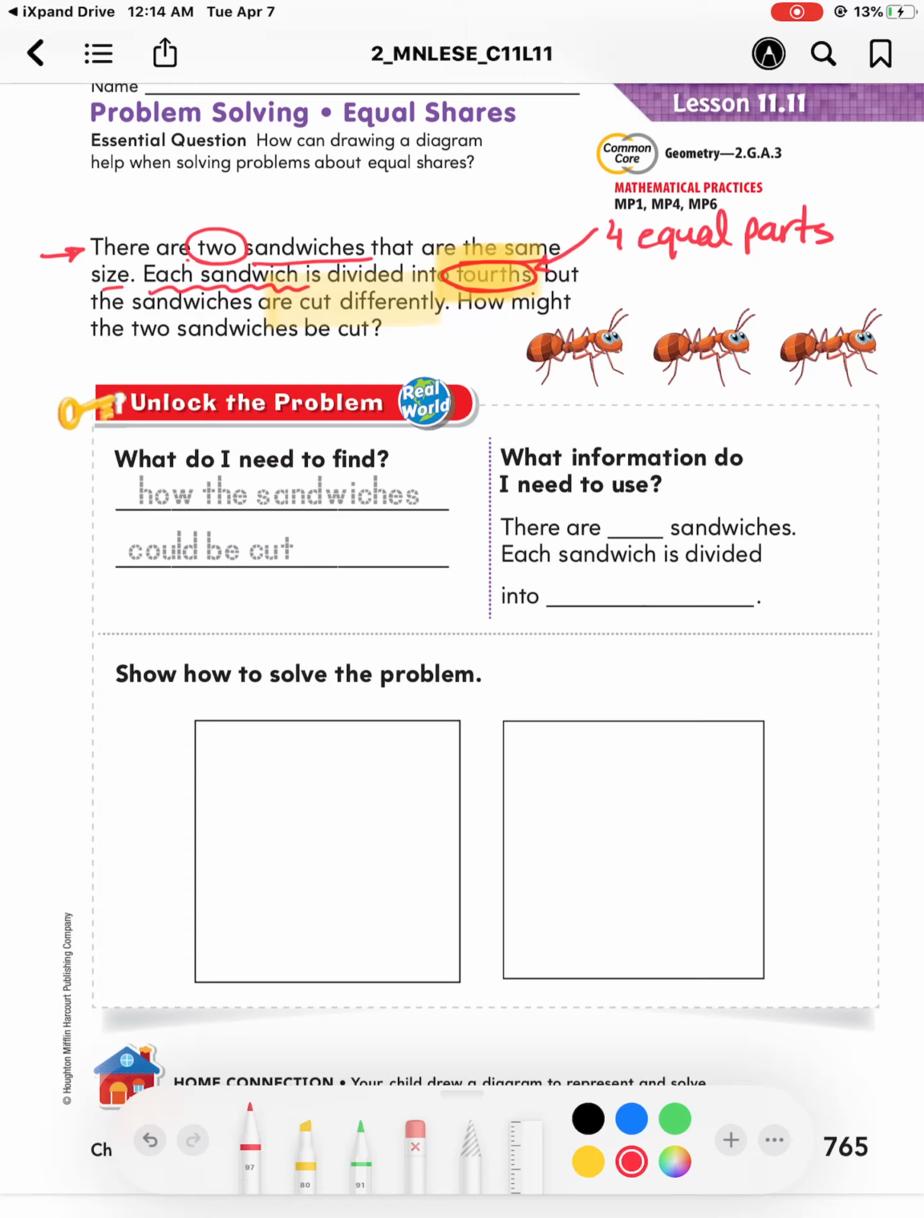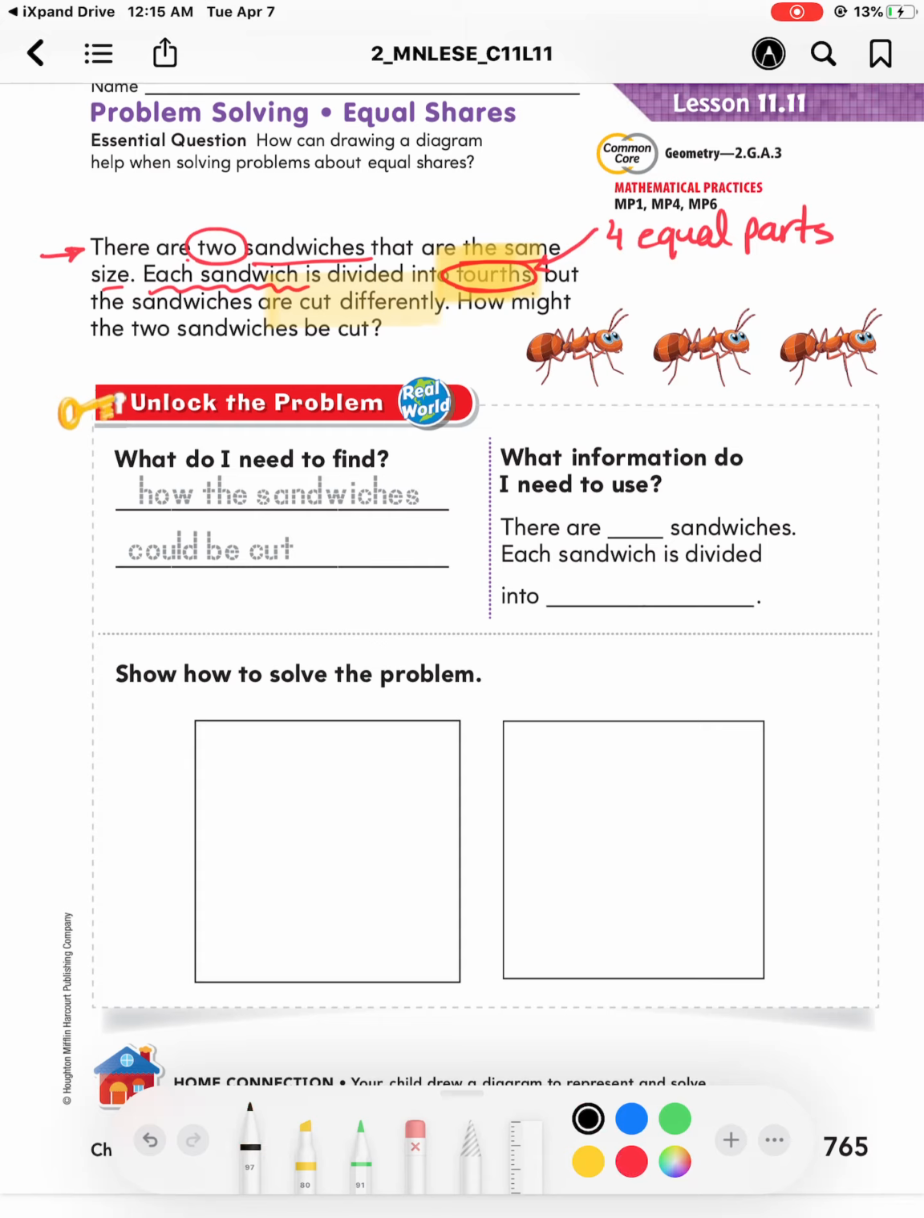Now, what are you asked to find? You are asked to find the two ways that sandwiches might be cut. Okay, so what do I need to find? How the sandwiches could be cut. And we need how many ways? 2 ways, not just one way. We need 2 ways. What information do I need to use from the question, from the problem?